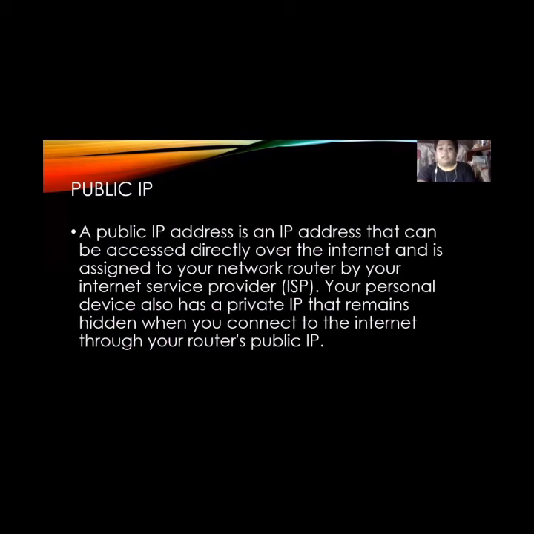by your internet service provider or ISP. Your personal device also has a private IP that remains hidden when you connect to the internet through your router's public IP. Your computer has a private IP dedicated to it. The ISP or service provider assigns an address to your device. This IP is stored in the router.